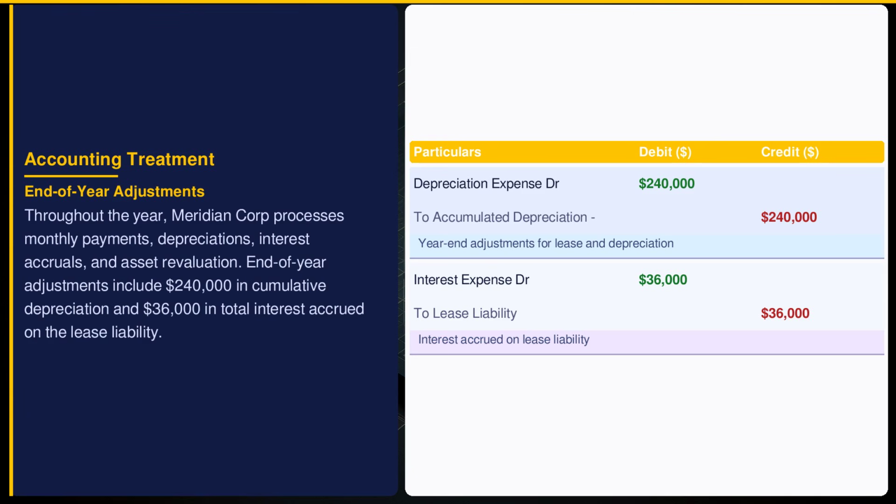Recognizing $240,000 in depreciation and $36,000 in interest aligns with International Financial Reporting Standards by capturing asset use and financing costs comprehensively. These adjustments provide a complete picture of financial performance, crucial for accurate year-end reporting and analysis.